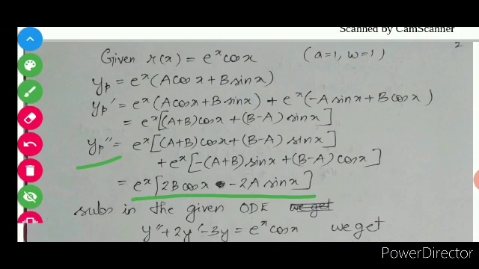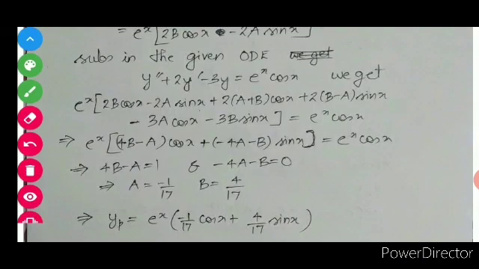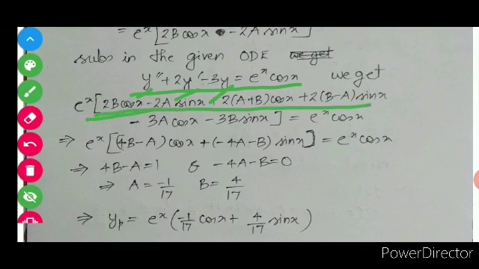Now you have to substitute all these in the given ordinary differential equation, y'' + 2y' − 3y = e^x cos x. Instead of y, we substitute y_p, instead of y', we substitute y_p', and instead of y'', we substitute y_p''. So y_p'' + 2y_p' − 3y_p = e^x cos x. That is what is evaluated here.